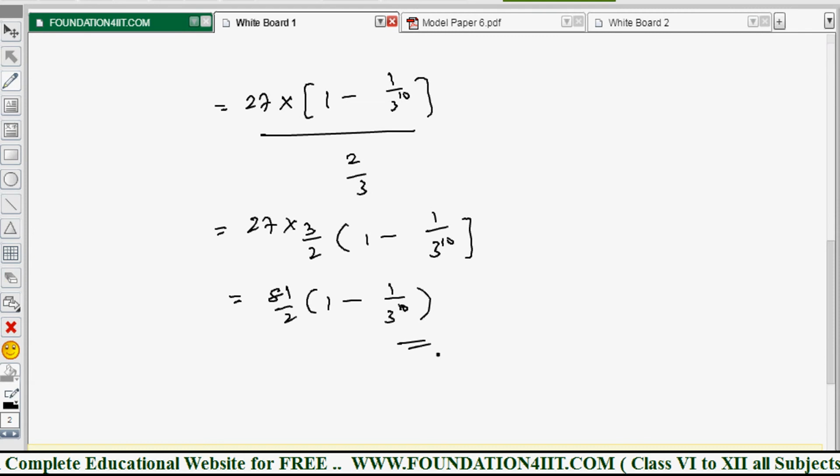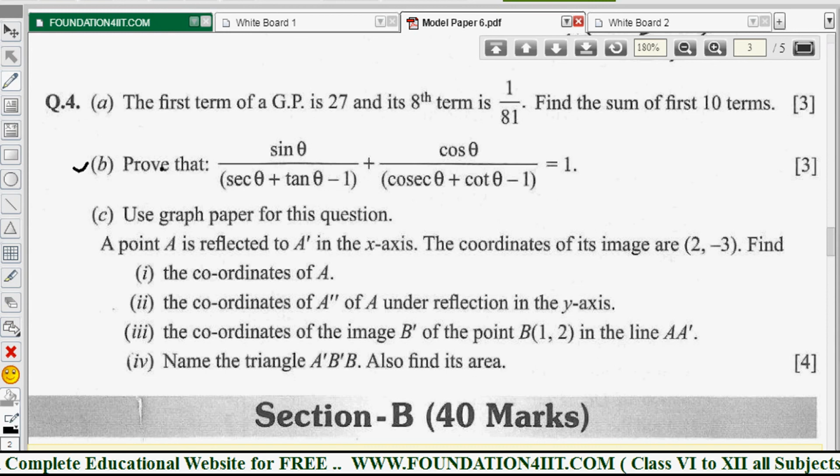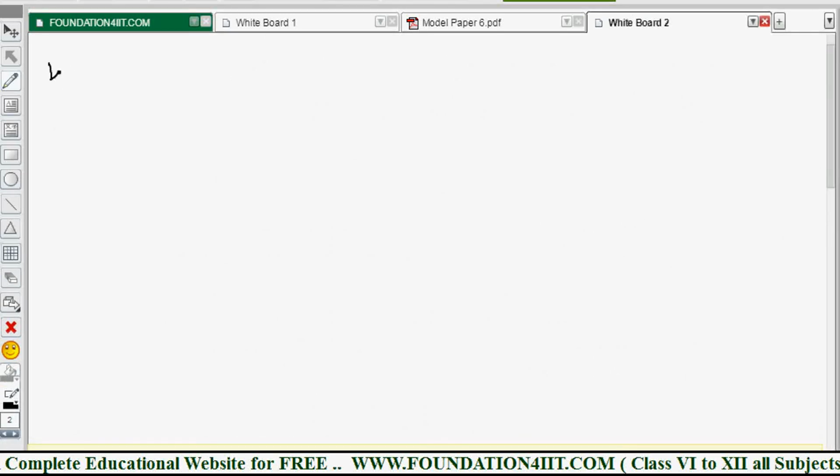Sum of 10 terms. Now, the second is from trigonometry. Prove that sin theta by sec theta plus tan theta minus 1 plus cos theta by cosec theta plus cot theta minus 1 is equal to 1. Let us take the LHS and we will prove it equals the RHS, 1.